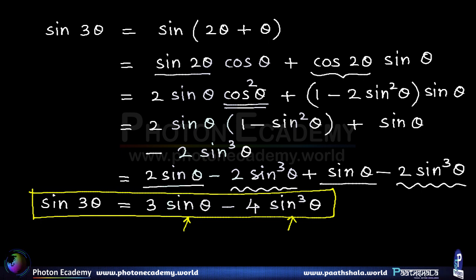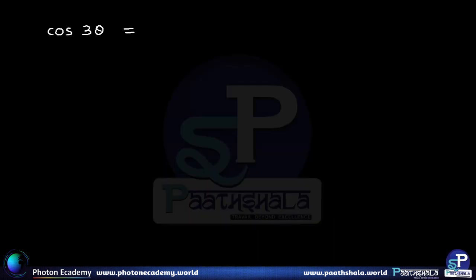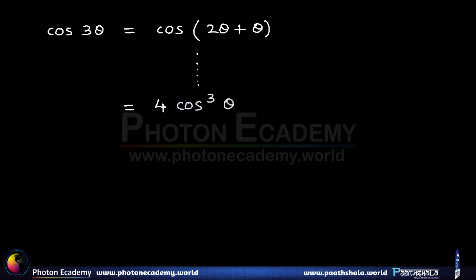Now the procedure to calculate the expression for cos of 3 theta is also very much similar, that is we express 3 theta as 2 theta plus theta and solve on similar lines, which we won't go into because it's on the same line, and ultimately we will get the expression of 4 cos cube theta minus 3 cos theta.